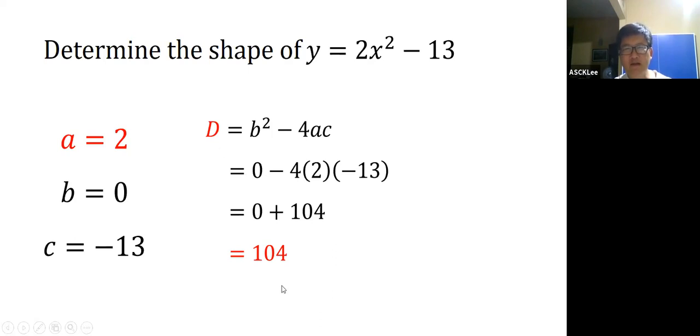So here D is positive. A is positive also. That means it opens upwards. D is 104, which means it cuts at 2 points. You have 2 roots. So that's what it looks like. You see how useful catching the value of A and calculating the value of discriminant is, extremely useful. It tells you the shape of the curve straight away.